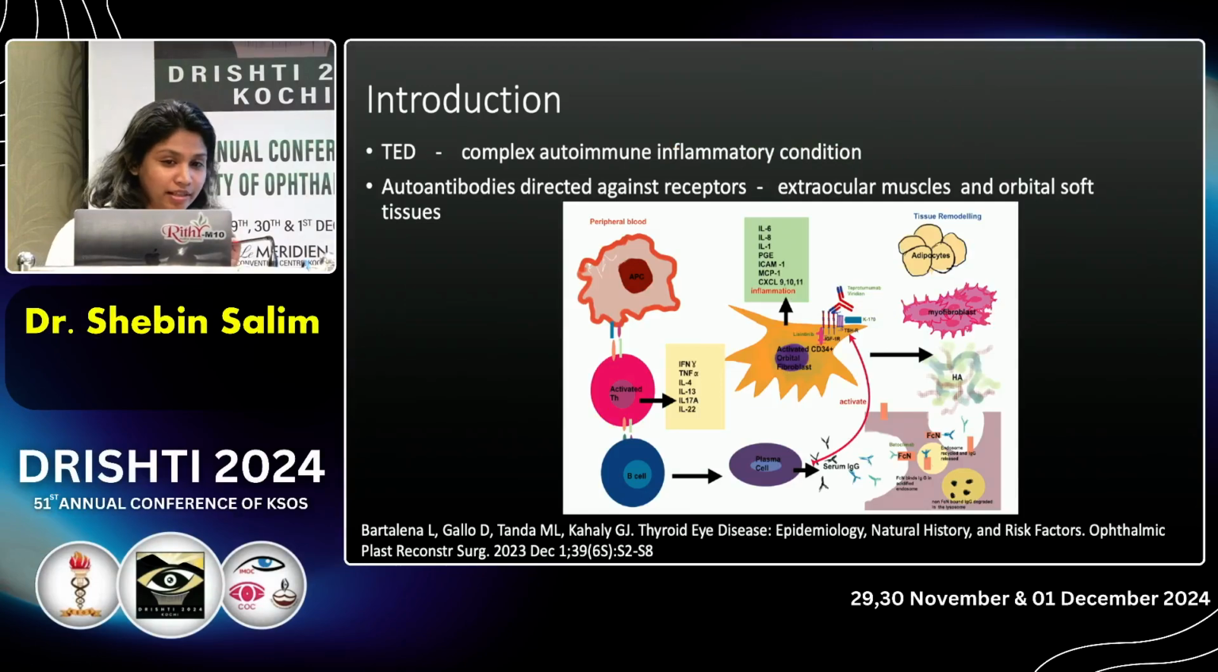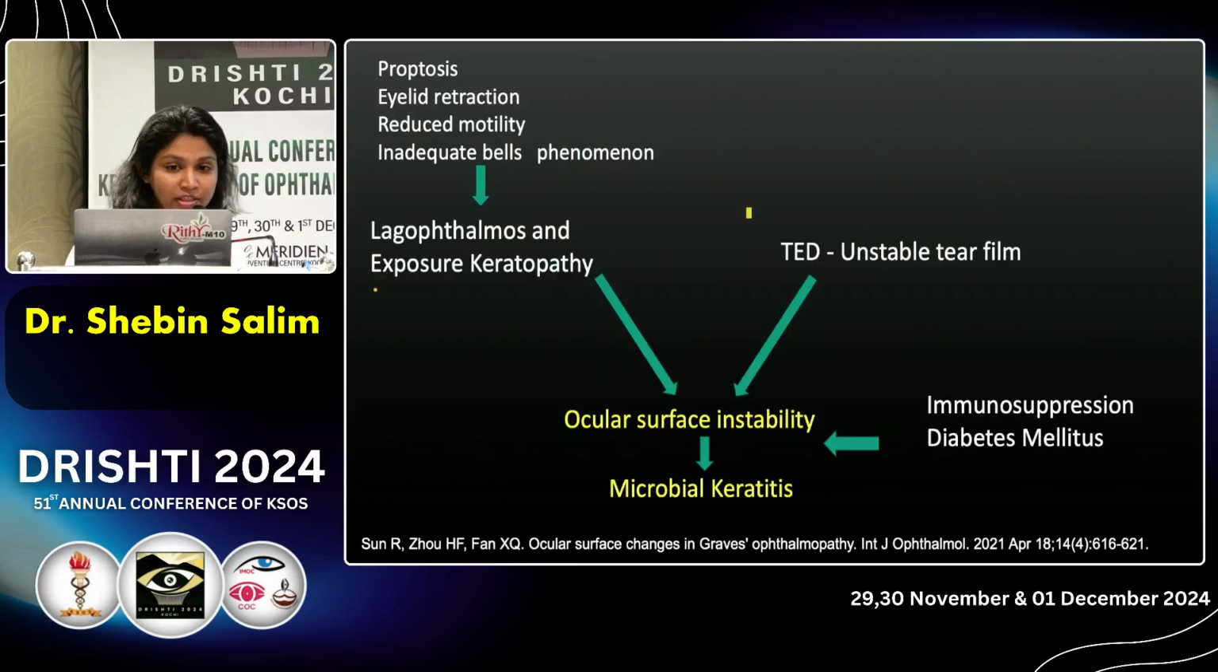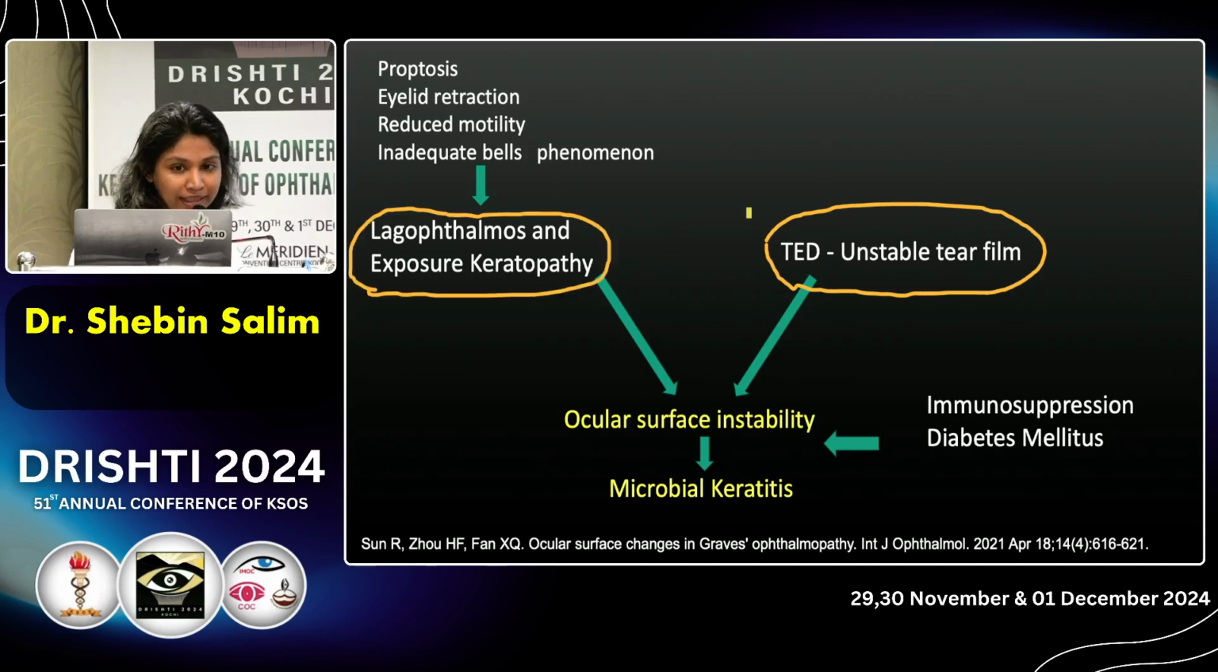Thyroid eye disease is a complex autoimmune inflammatory condition. Sight-threatening TED could be either due to dysthyroid optic neuropathy or exposure keratopathy related complications. So the tear film itself is unstable in thyroid eye disease. This, along with the lagophthalmos and exposure keratopathy, further predisposes to microbial keratitis.